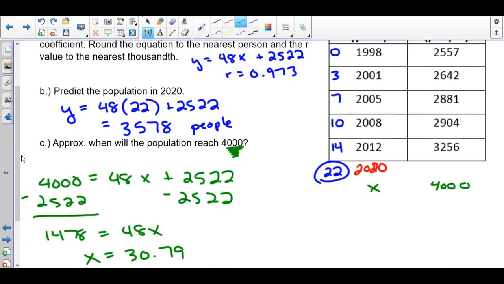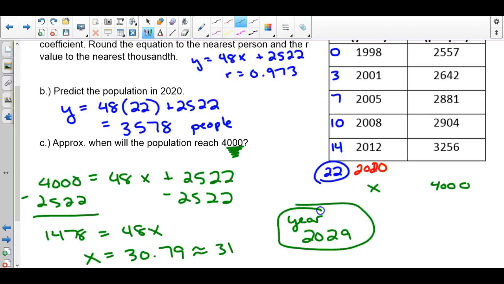So what you would need to do is take 1998 and add approximately 31 years to that. Your answer would be the year, because it says approximately when, so I want to know the year. Approximately 2029, the population would reach 4,000 people.